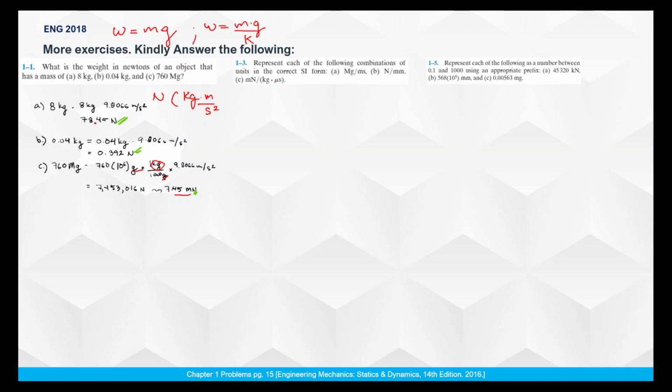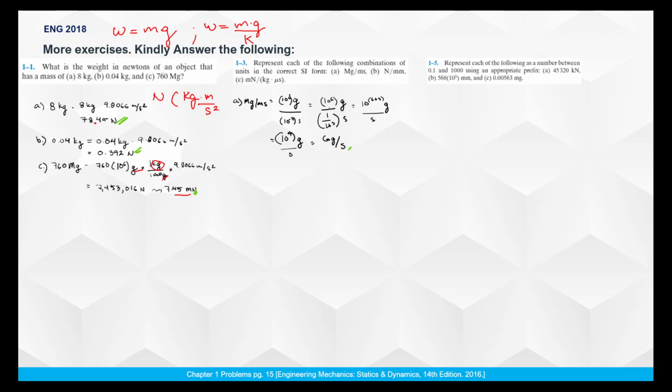Next is to represent each of the following combinations of units in the correct SI form. Let's just run through this. I first expressed it in exponent form. I'm not sure if it's visible on your screen, since it's small. So I have 10 to the 6 for megagrams, and milliseconds is 10 to the negative third power.